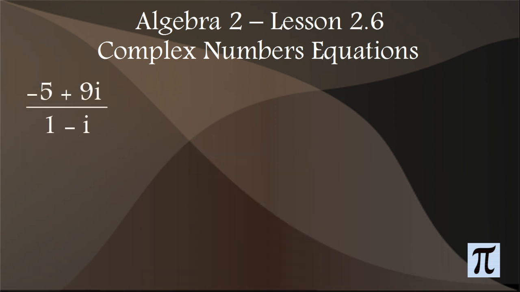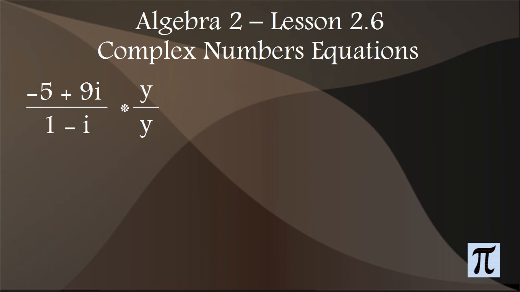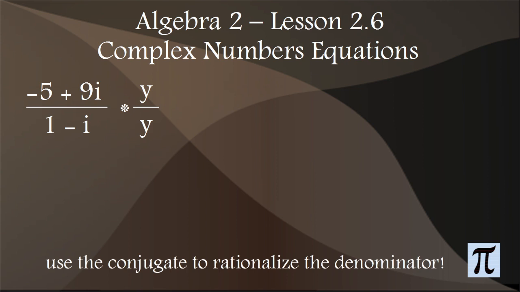Let's say we want to divide two complex numbers. The first problem here is we have an imaginary term in the denominator of a fraction. We need to rationalize this denominator. Remember, to rationalize the denominator, we need to multiply by something over itself, which is just 1. In this case, we'll use the conjugate of the complex number that's in the denominator to rationalize it. The conjugate is just the flipped sign. So here we're still multiplying by 1.